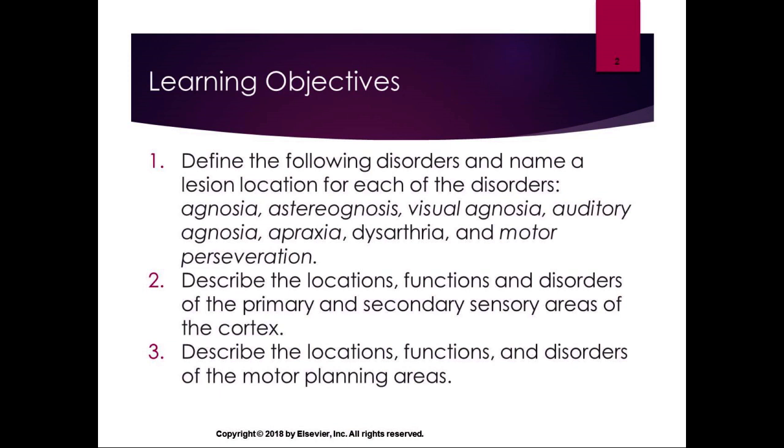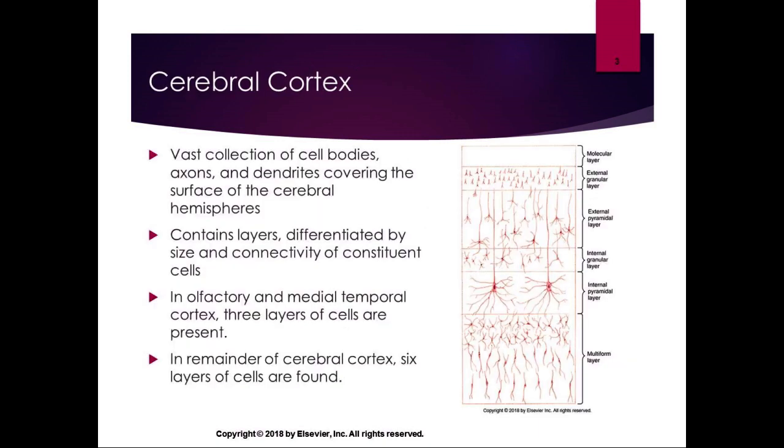I want you to be able to describe the location, the function, and disorders of the primary and secondary sensory areas of the cortex, as well as the location, function, and disorders of the motor planning areas of the cortex. So we'll talk about each one of those areas individually and all of those disorders.